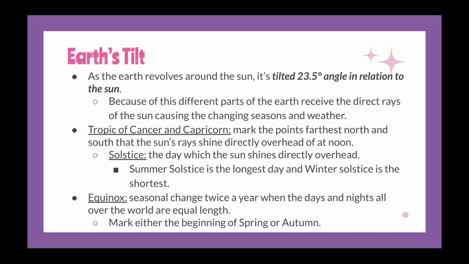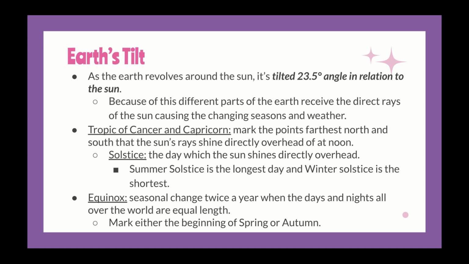Now we're going to discuss what a solstice is. A solstice is a day at which the sun shines directly overhead, meaning that the summer solstice is the longest day of the year. It has the most amount of sunshine. And in the winter, it is the shortest because we have the least amount of direct sunshine. So it's the shortest day.